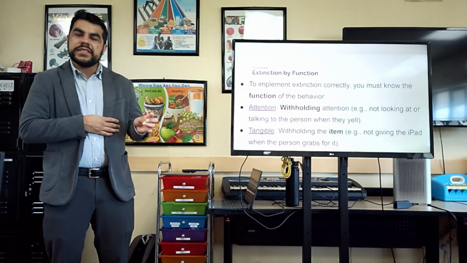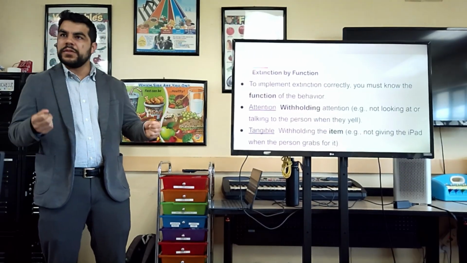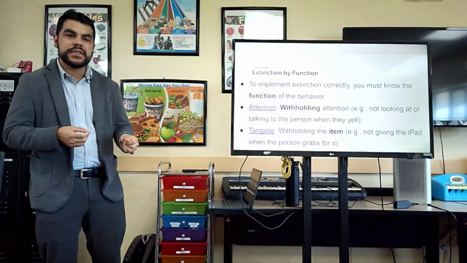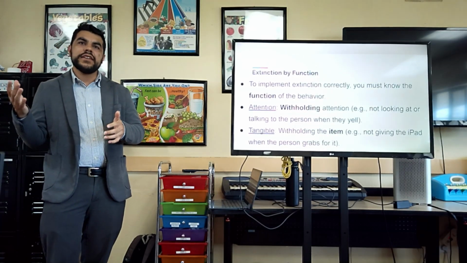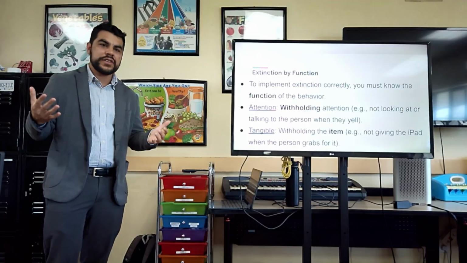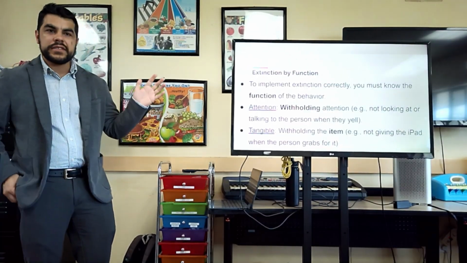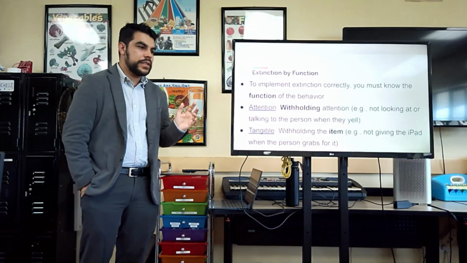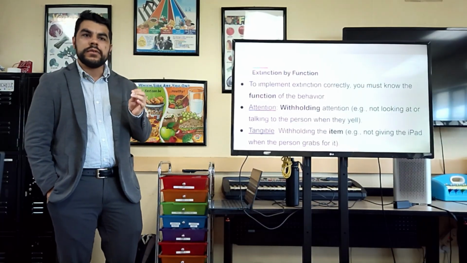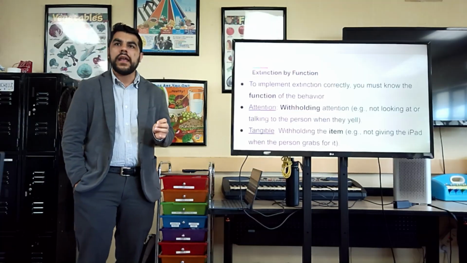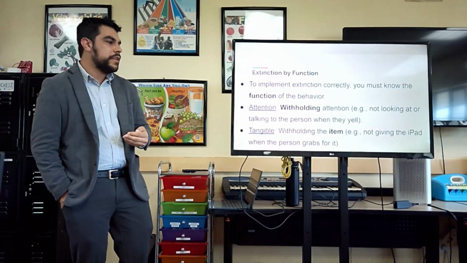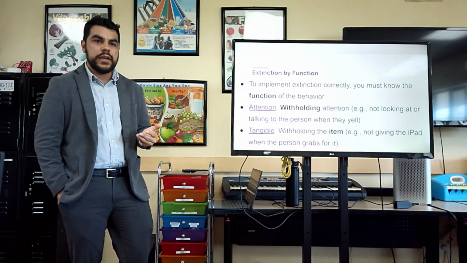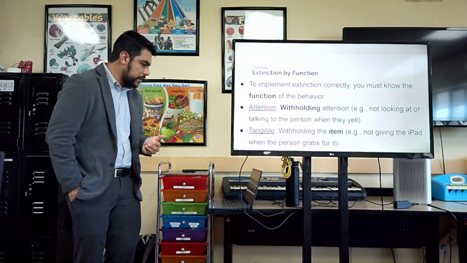Now, imagine if instead we provide tangibles, edibles, preferred items. That doesn't address the issue of attention if that is the function. Likewise, with extinction, we need the function in order to implement it properly. And as in the case with NCR, it's going to look very different with each one of the various functions. So let's take a look at them.